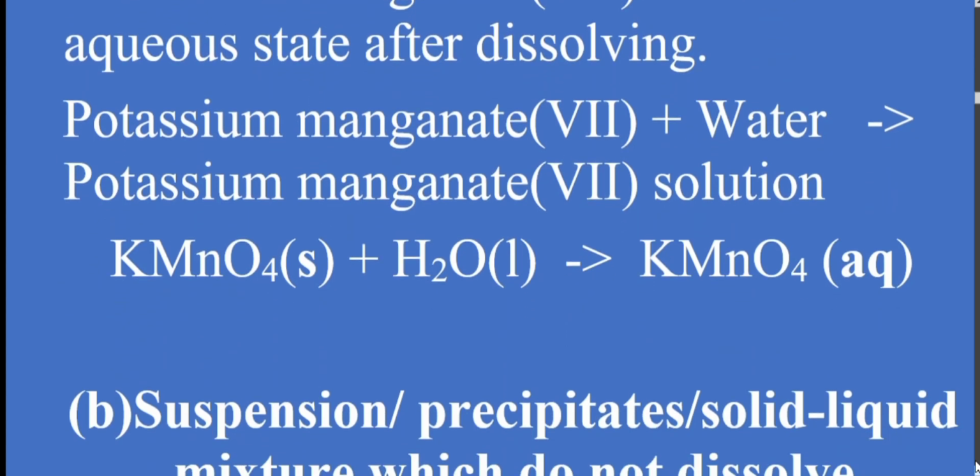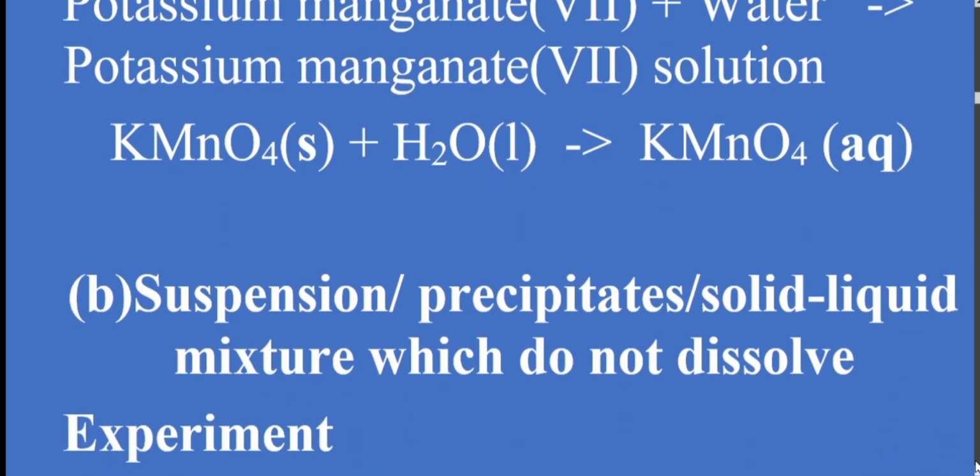And now the second thing we want to look at is suspension. Remember we have looked at the solution: dissolving the solid in a liquid to form a solution. The liquid is the solvent, the solid is the solute. We form a solution, and we name the solution depending on the solute used. So the solute solution is what we are forming.